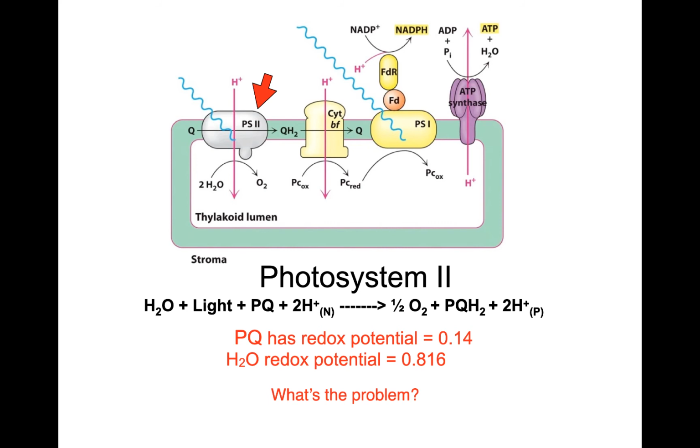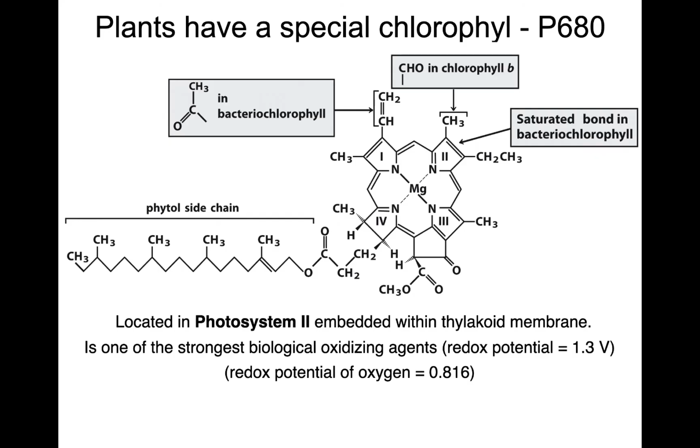In photosystem 2, we're taking electrons from water, which holds onto them really well, and we're passing them on to PQ, which doesn't hold on to them very well. In fact, let's assign numbers to that. The redox potential of water is 0.816, and that of PQ is 0.14. Remember, the more positive the redox potential of a molecule is, the better it holds on to those electrons. And so you'll see that water is far better at holding on to those electrons than PQ. So what is it about photosystem 2 that allows this reaction to be exergonic?